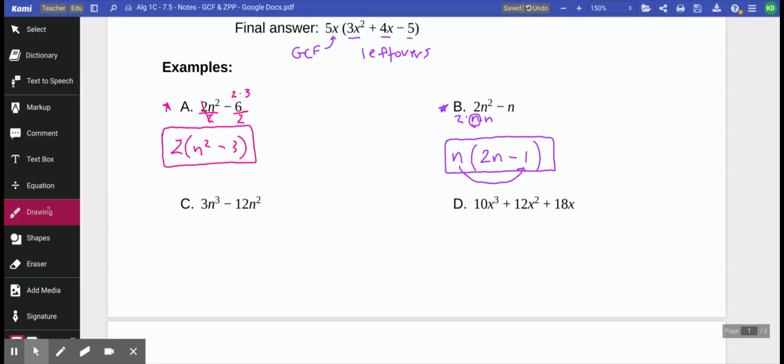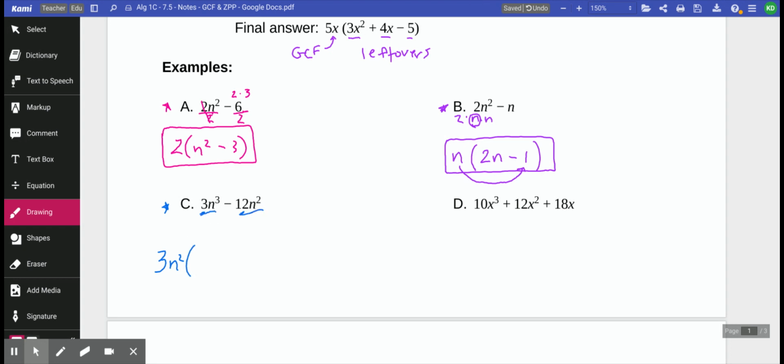Our third example here, number C, is 3n to the third minus 12n squared. So starting with our coefficients, 3 and 12, can we think of a number that they are both multiples of, right? That's another way to think about this. So I think, well, 3 goes into 12, so 3 must be the greatest common factor. And then I look at my variables, n to the third and n squared, right? So the biggest exponent I see is going to be how many I can take out. If I have n to the third and n squared, that means I have two n's in common in both of them.